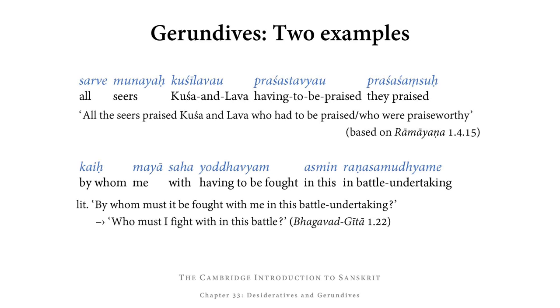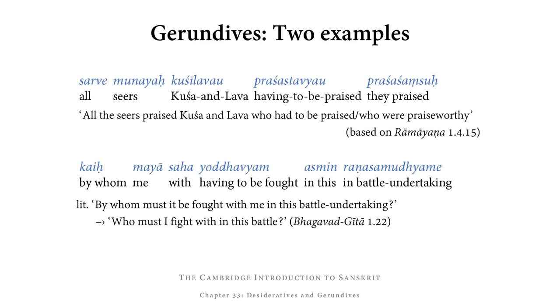And Kusha and Lava are described as prashastavyau, which is literally having to be praised. So all the seers praised having to be praised Kusha and Lava. Slightly better English, all the seers praised Kusha and Lava who had to be praised. And perhaps even more idiomatic English, Kusha and Lava who were praiseworthy.